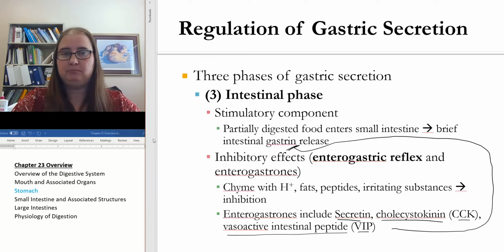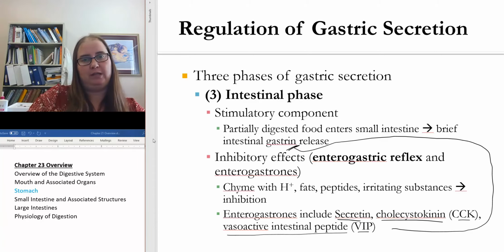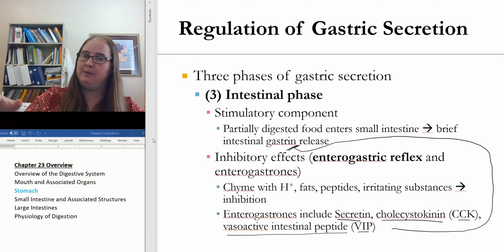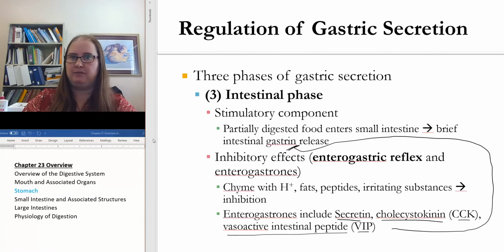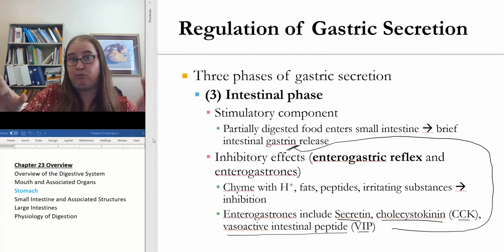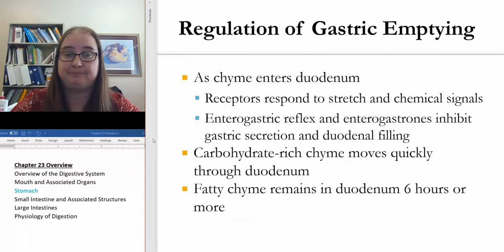Okay. So we have these 3 phases. And again, with this inhibitory phase, we're kind of moving out of the regulation of gastric secretion and moving into what the intestines will then start to do. Because we don't want to empty the chyme into the small intestines and still have this massive amount of gastrin and HCl and pepsinogen being secreted. So essentially, as that chyme starts to move into the small intestines, the brake starts to be applied on the gastric process.